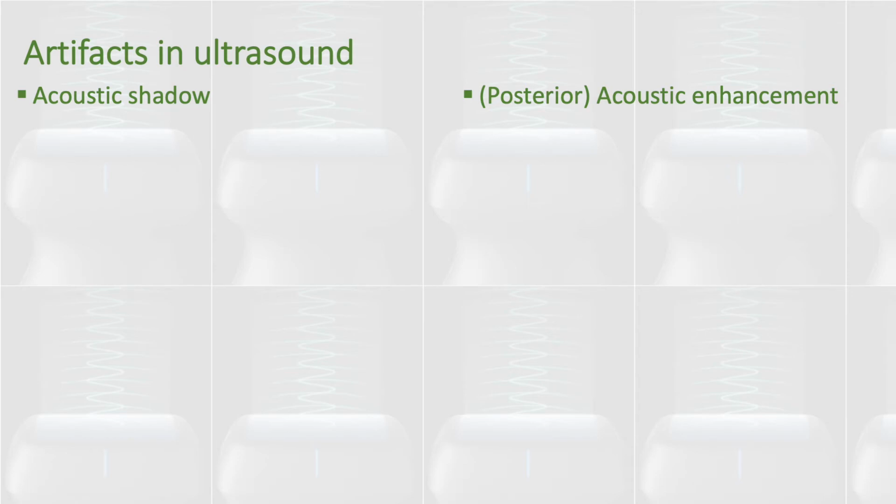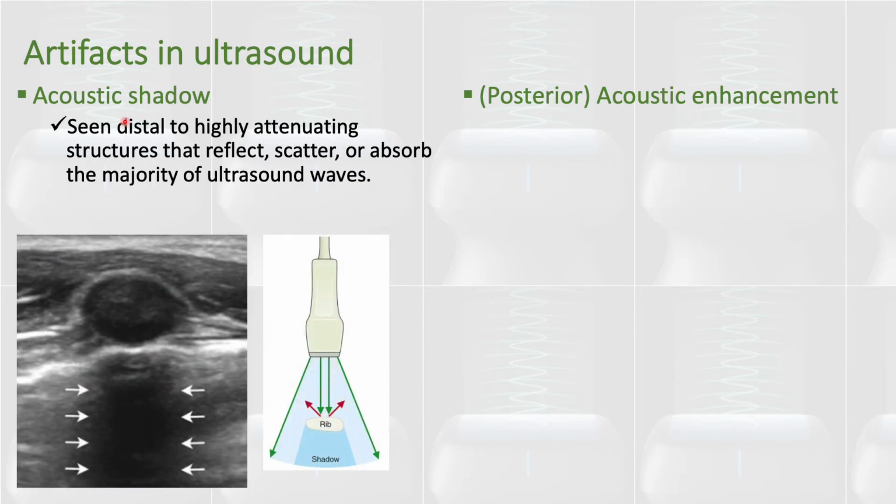Some other artifacts include the acoustic shadow. We briefly touched on this before. So the acoustic shadow is seen distal to highly attenuating structures that reflect, scatter, or absorb the majority of the ultrasound waves. And in this case here, this is a lung examination. This is a rib. And the rib, because it has calcium in it, reflects a lot of the ultrasound beams. So behind it, you just see a dark shadow. This is the acoustic shadow. And this is the rest of the lung here.